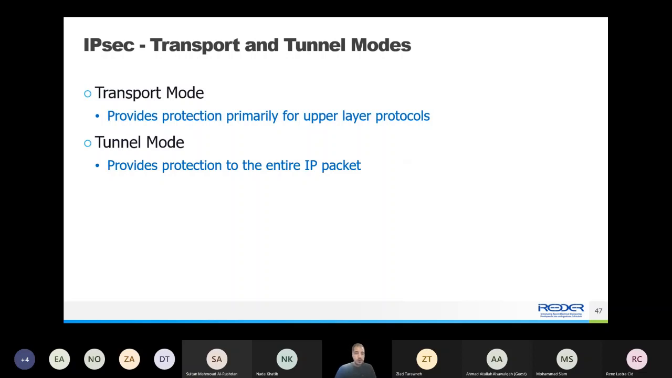Then we move forward to a more complicated part, which is the transport mode and the tunnel mode. The transport mode provides protection primarily for upper layer protocols. This protection extends to the payload of an IP packet. Examples include a TCP or UDP segment or an ICMP packet, all of which operate directly above IP. On the other hand, the tunnel mode provides protection to the entire IP packet.